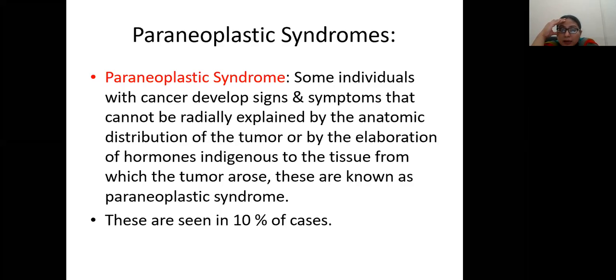Basically, some individuals with cancers develop signs and symptoms that cannot be readily explained by the anatomical distribution of the tumor. मतलब ट्यूमर जहाँ का है तो इस तरह के साइन एंड सिम्टम्स देगा जो कि उस जगह के नहीं लगेंगे. So some individuals with cancers develop signs and symptoms that cannot be readily explained by the anatomical distribution of the tumor or by the elaboration of hormones native to the tissue from which the tumor arose. These are known as paraneoplastic syndromes. These are seen in 10% of cases.